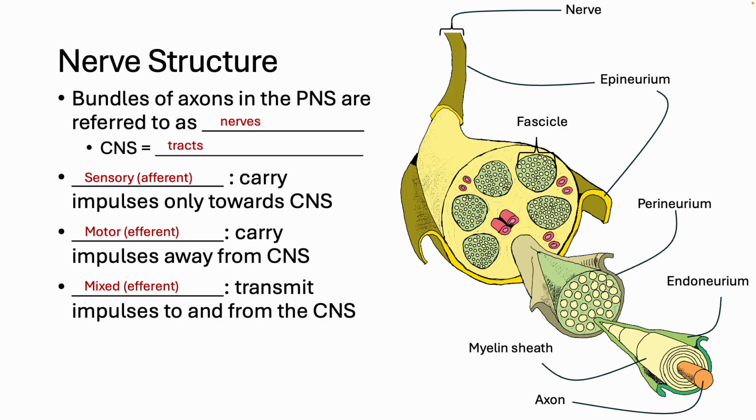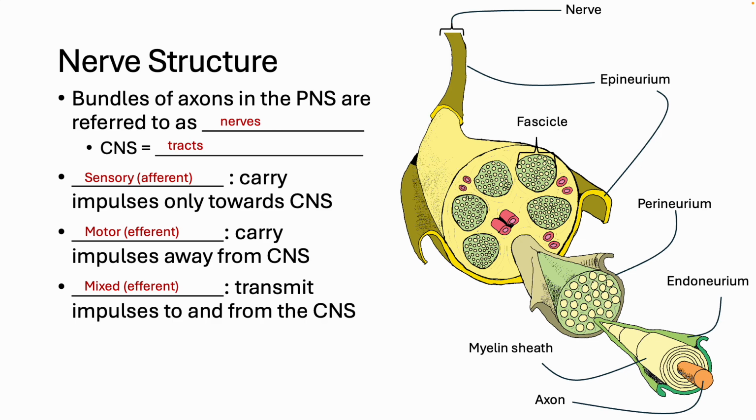You can see the nerve structure is going to be kind of similar to muscle structure in that you're going to have an epineurium that surrounds the overall nerve that then is going to be bundled into fascicles, which are going to be surrounded by the perineurium. And then the perineurium is going to have the actual axons in there with the endoneurium surrounding them, with the axons themselves being covered by the myelin sheath.